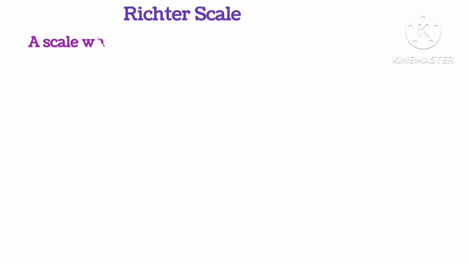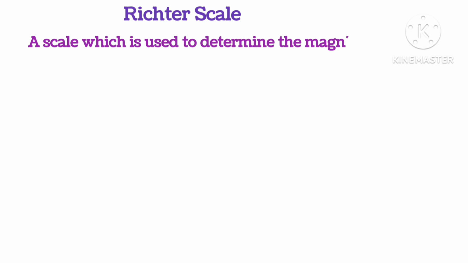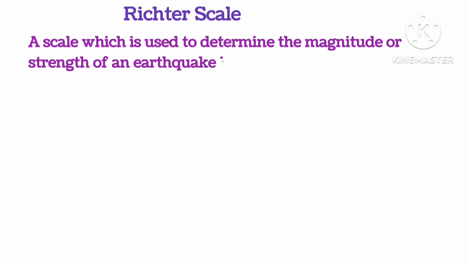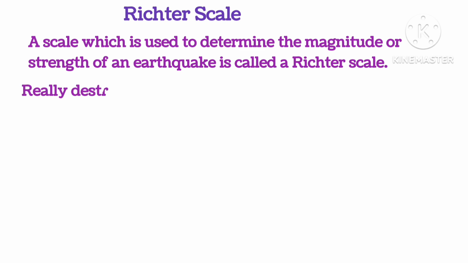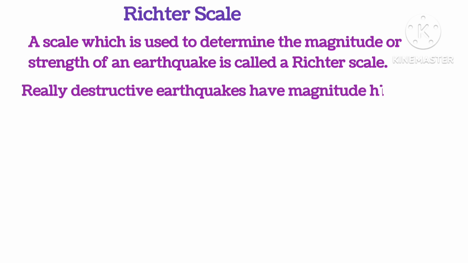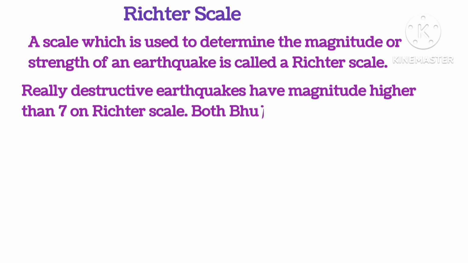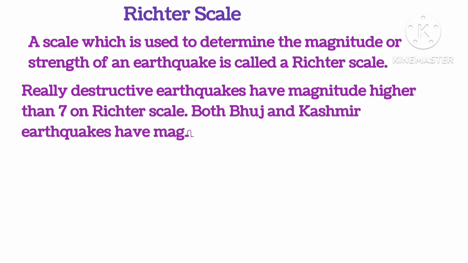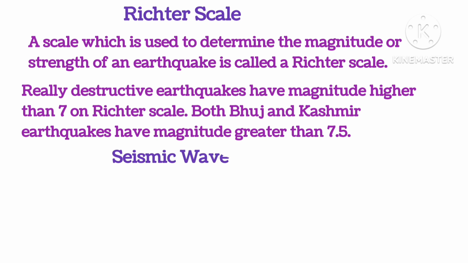Richter scale. A scale which is used to determine the magnitude or strength of an earthquake is called the Richter scale. Really destructive earthquakes have magnitude higher than 7 on the Richter scale. Both Bhuj and Kashmir earthquakes had magnitude greater than 7.5.